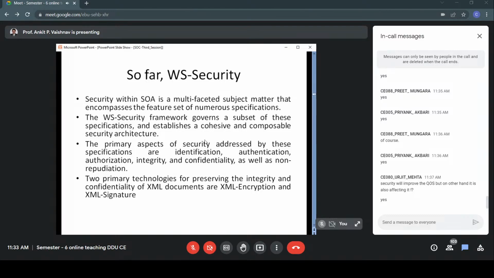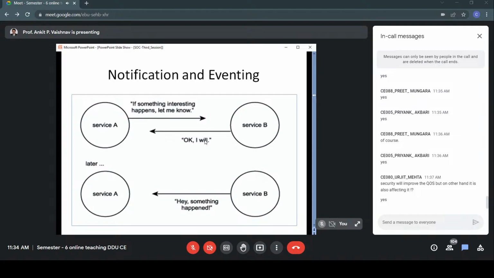Okay, now I'm going to the next topic, notification and eventing. Let us look at one interesting example. Service A is asking service B, if something interesting happens, let me know. Service B is obliging, okay, I will. And after a few moments, service B is saying, hey, something happened. So what kind of model do you see over here? What is the observation based on this?